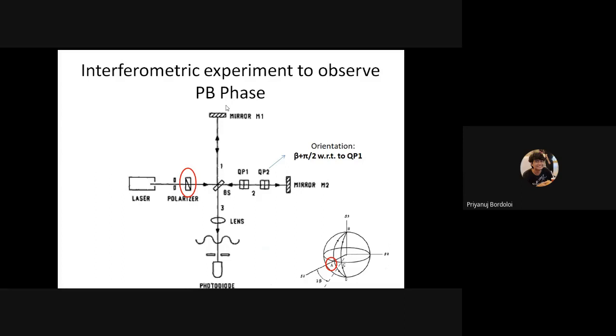So first, when light passes through the polarizer, we will be at the point A on the Poincare sphere. Then when the light passes through the beam splitter and through the first quarter wave plate, the linearly polarized light will become circularly polarized light. And because the second quarter wave plate is oriented at pi by 2 plus beta, it will make the circularly polarized light linearly polarized, but the orientation will be different. That is why the pi by 2 plus beta factor is very important.